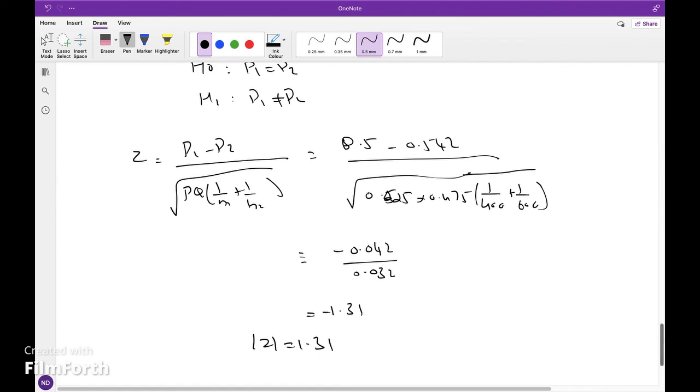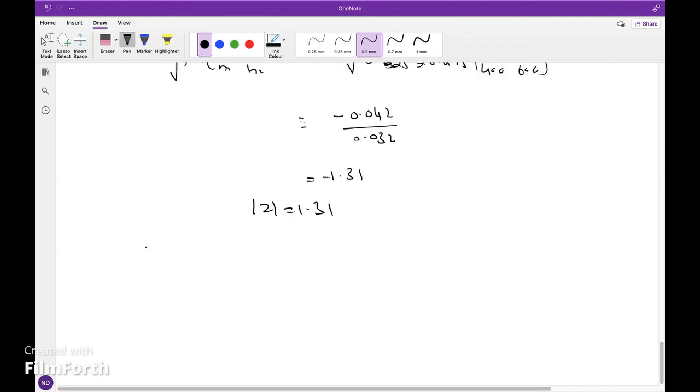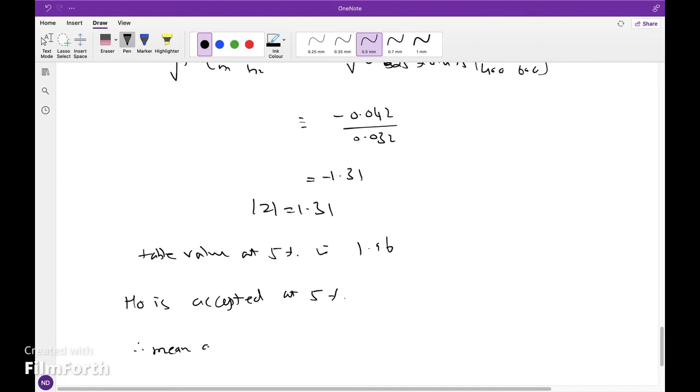The table value at 5% level is 1.96. So conclusion: H0 is accepted at 5% level of significance since Z is less than 1.96. Therefore, men and women populations equally favor the proposal.